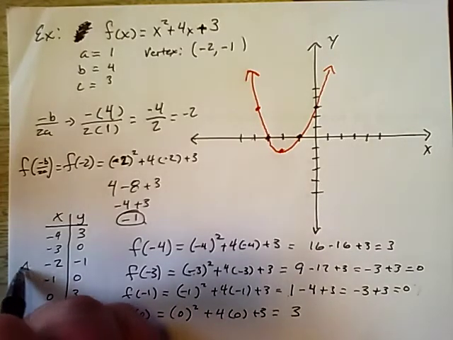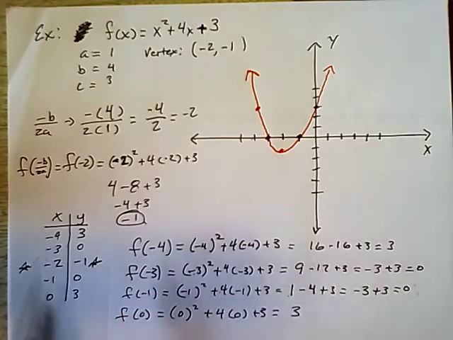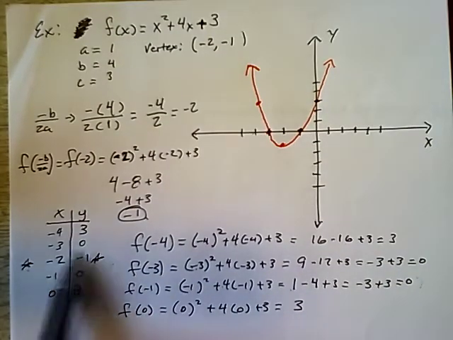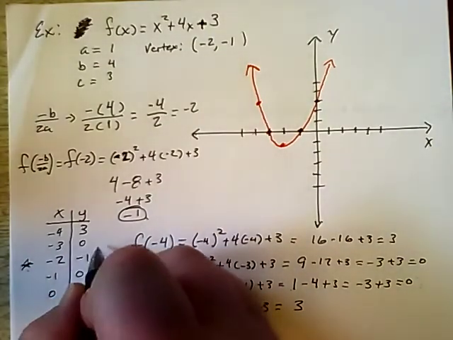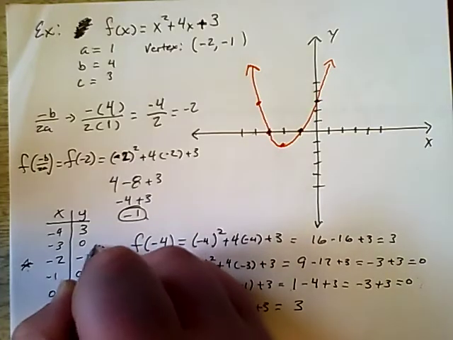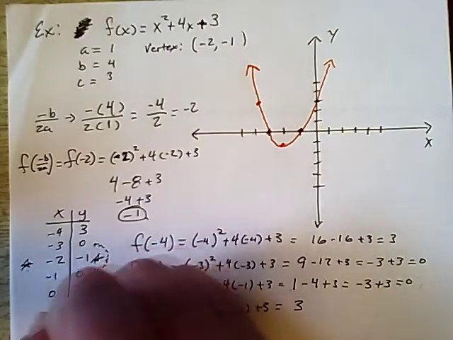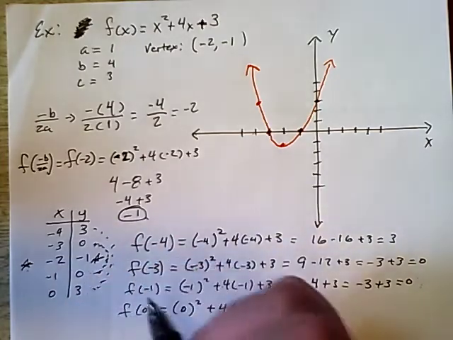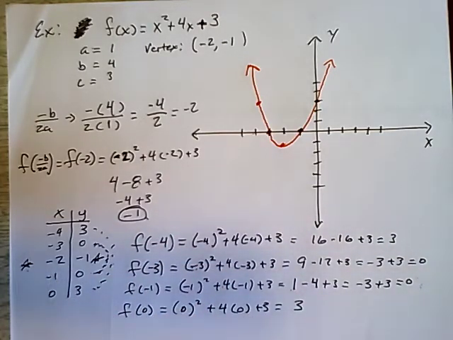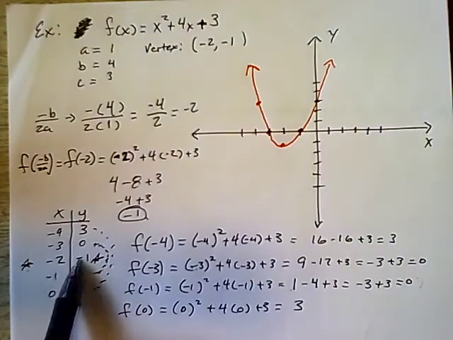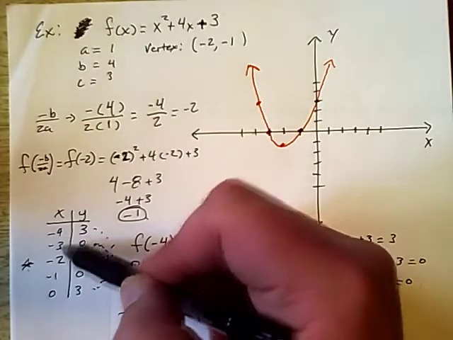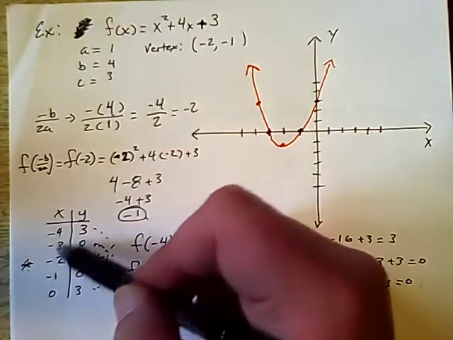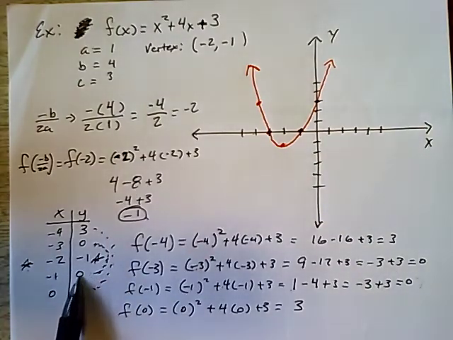Notice that this number right here, this is my vertex on my table of values, right? Here's my vertex. And notice that the numbers just 1 away are going to be the same, and the numbers that are 2 away are going to be the same. So what I'm going to do from here on out, after I find my vertex, I'm going to choose the 2 numbers that are easiest to plug in, and that way I can get the other numbers quickly.